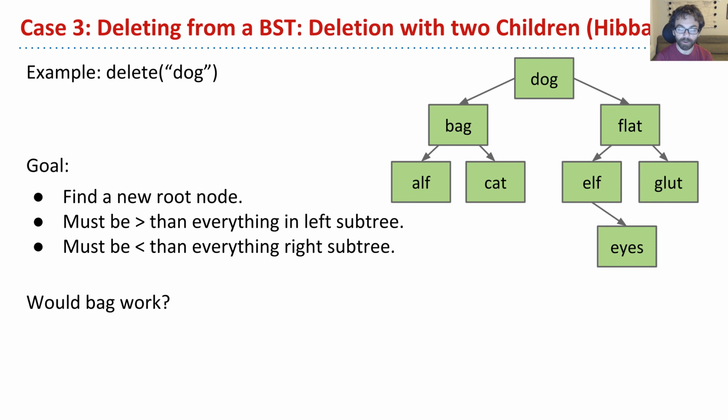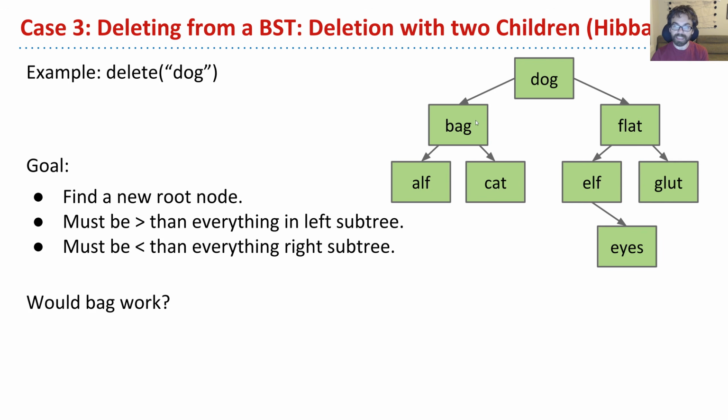So any node that has two children, something's going to need to replace that node. And that new node must be bigger than everything in the left subtree, and it must be smaller than everything in the right subtree. So question for you, would bag work? Could I move bag up here? And the answer is no.